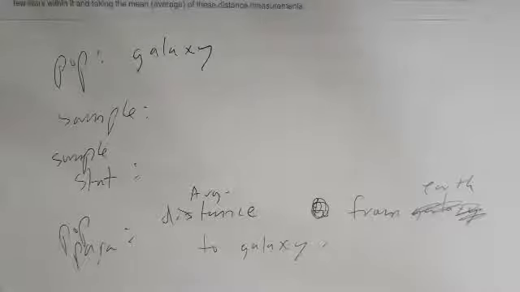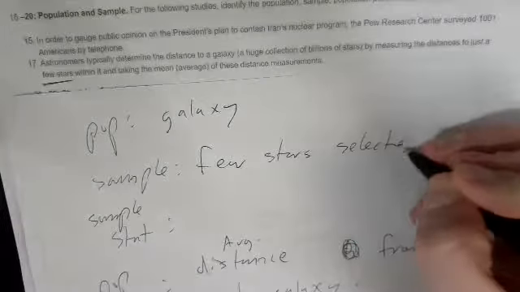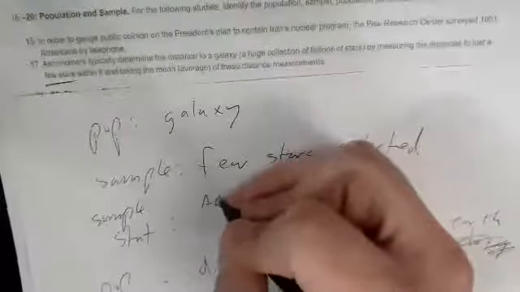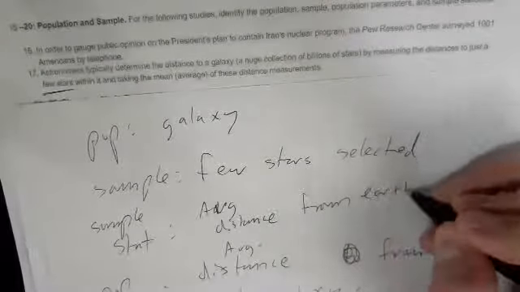The population would be the galaxy. The sample would be what? Them things right there, right? Just a few stars that we're looking at. So we're not going to go measure billions and billions and take billions and billions of measurements. We're only going to look at a few stars. From Earth.